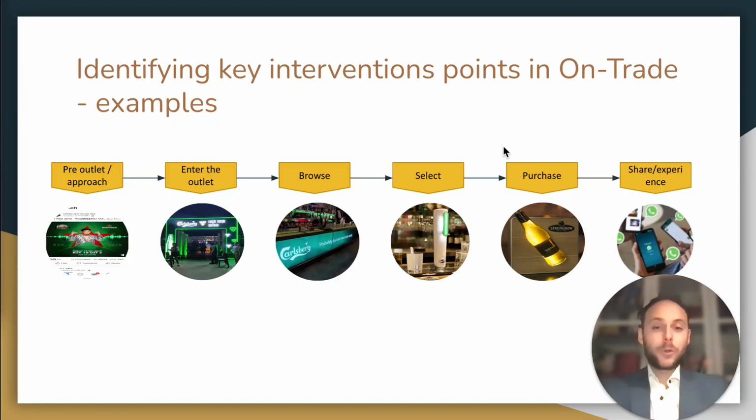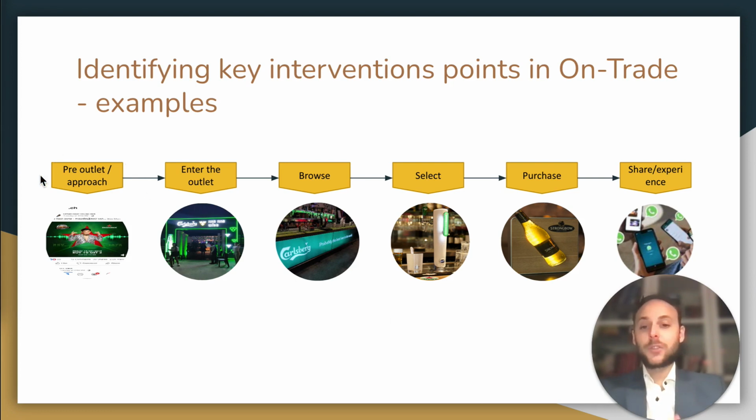We're now going to be identifying the key intervention points when it comes to the on-trade channels. So here are a few examples throughout the path to purchase of how that could look. I will also explain what some of the objectives of the POS should be throughout this path to purchase.